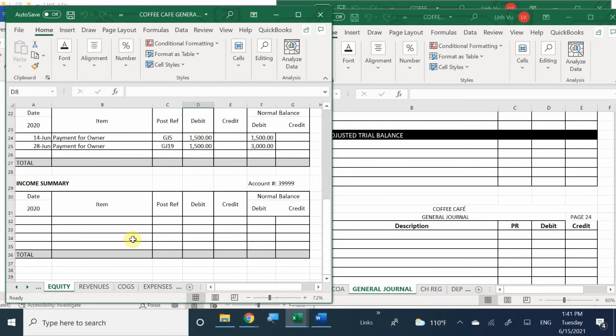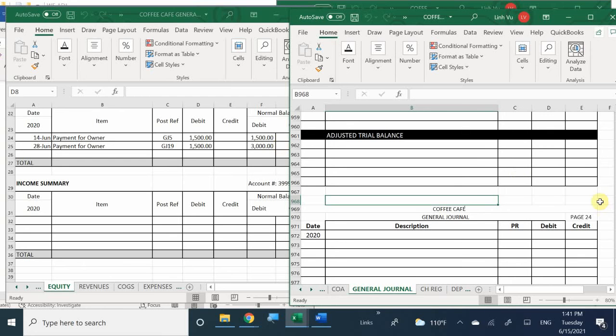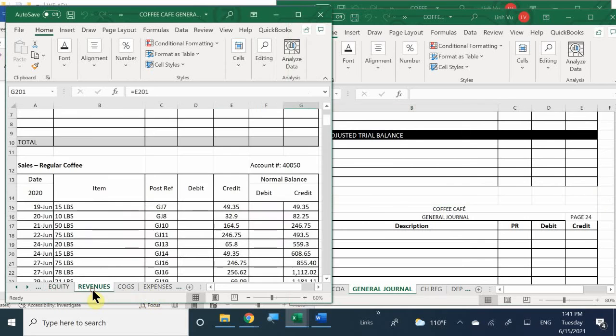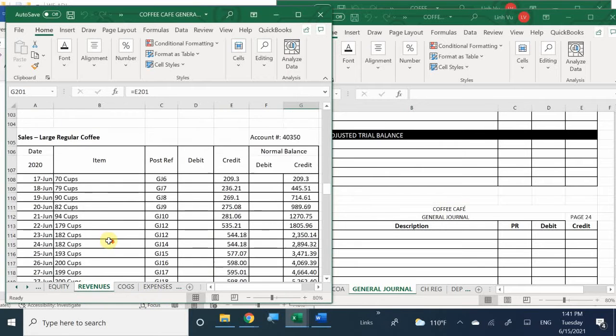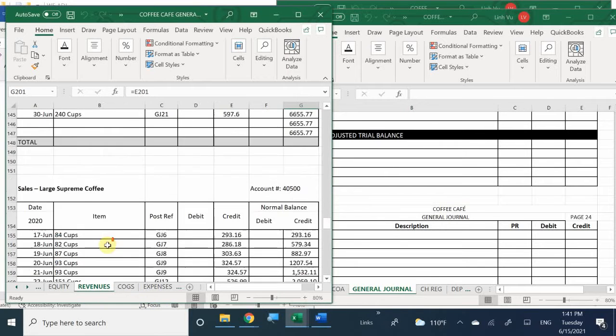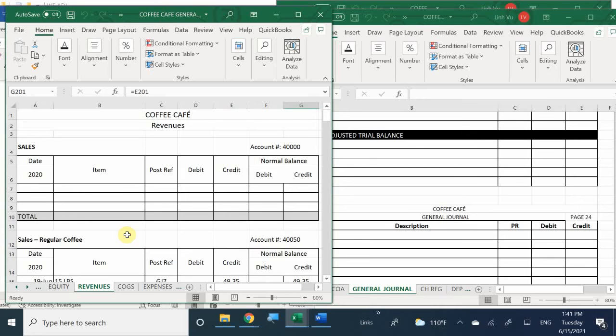As I've mentioned before, this little space right here is definitely not enough space to close out all of our revenues. How many revenues do we have? We have quite a lot. So in this case, we're going to close them out one at a time. We're going to start out with our revenues. We're going to close out all of our revenues to the income summary.